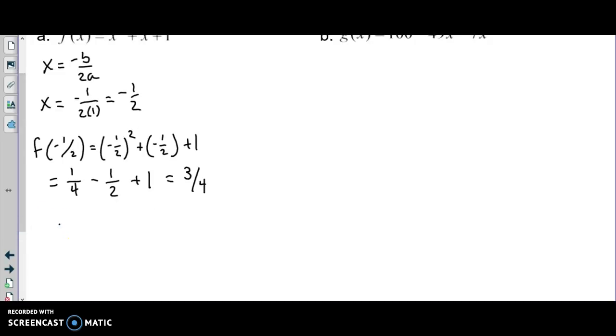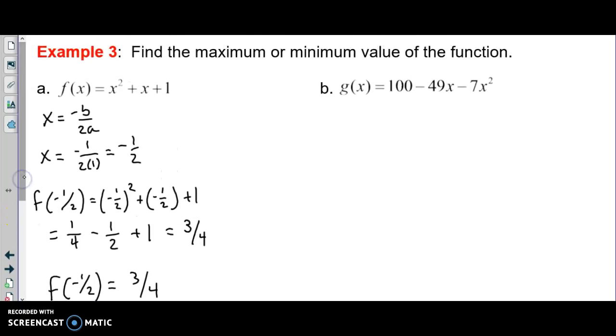So that tells me that at f of negative a half, I have either a max or a min at 3/4. And since our a value is greater than 0, we have a minimum value. Okay, so I want you to go ahead and try part B. I'll give you the answer soon.